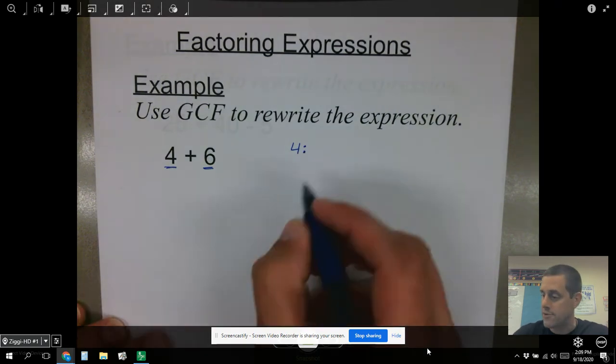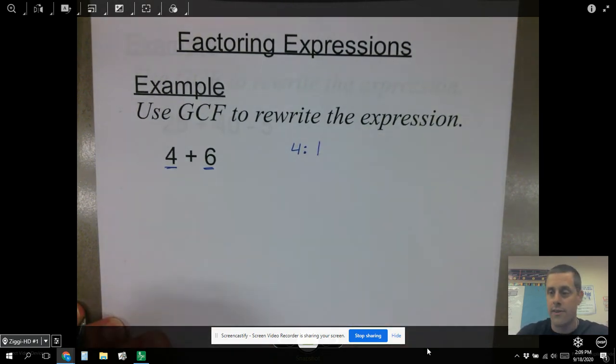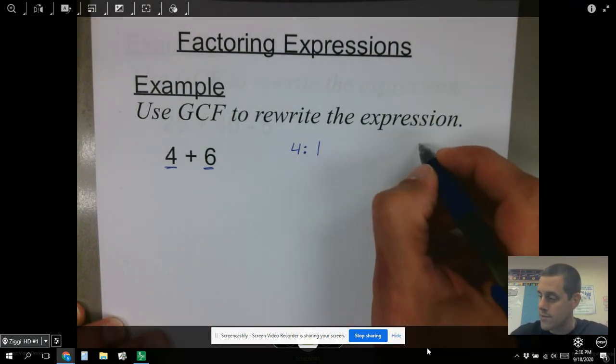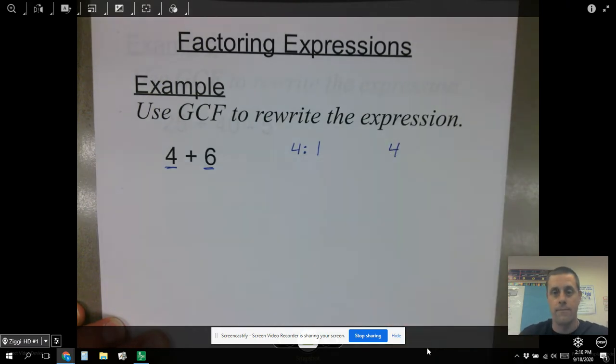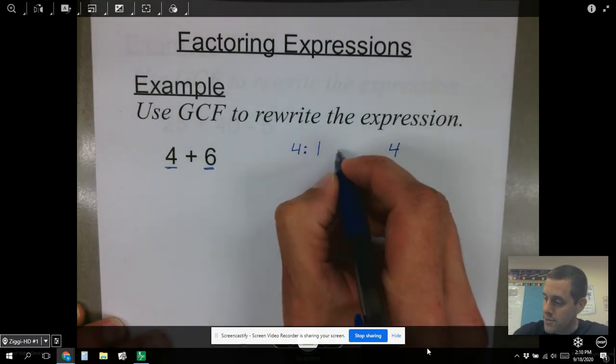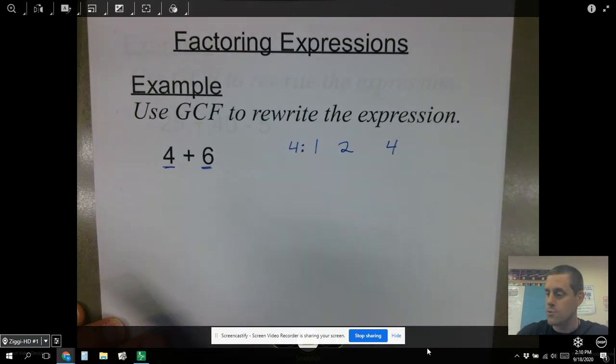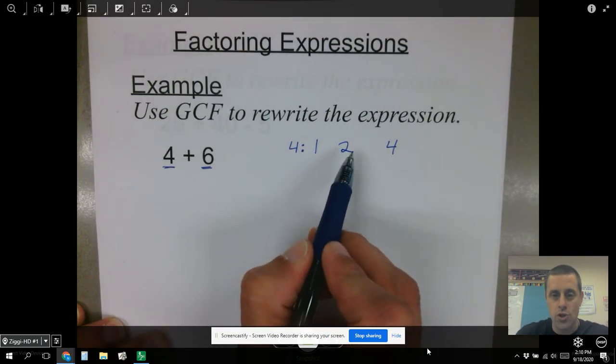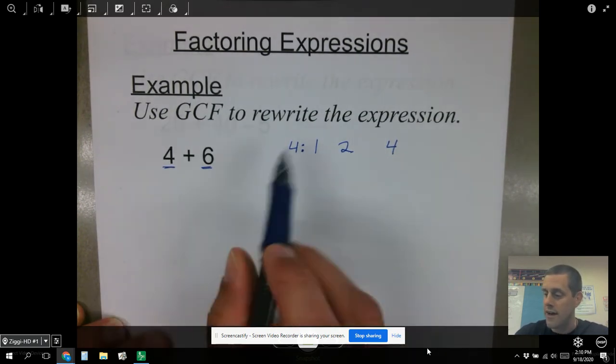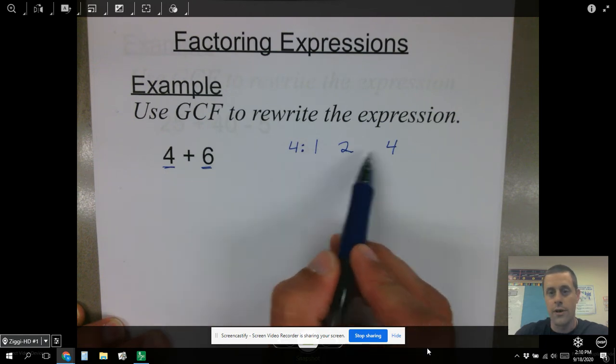Let's list the factors of 4. 1 is a factor of everything, and what's its partner? 1 times what gives us 4? Well, 4. 4 is even, so it is divisible by 2. 2 times what gives us 4? 2 times 2, and there's my duplicate. So the only factors of 4 are 1, 2, and 4.